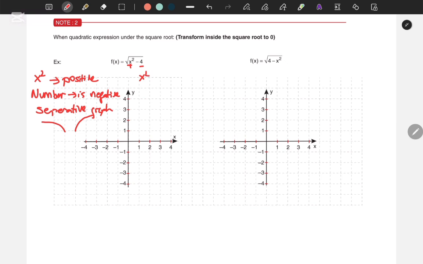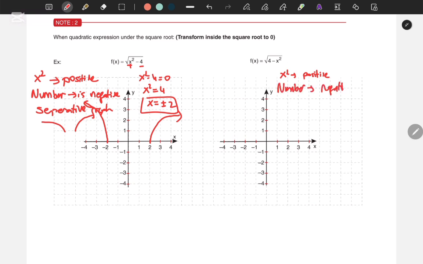Because x squared minus 4 equal to 0, x squared is equal to 4, x equal to positive negative 2. So left, right. Okay, another one. If I have x squared negative and the number is positive.